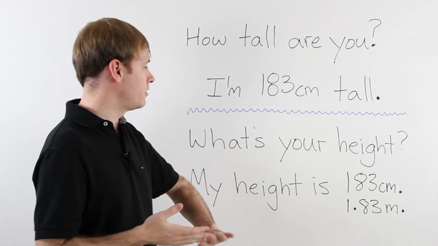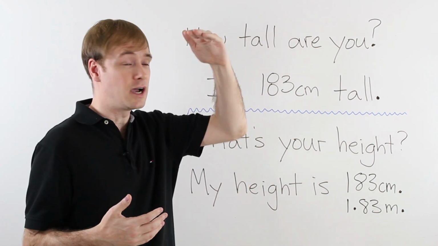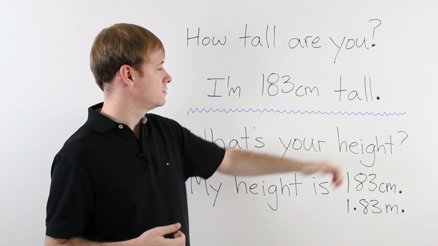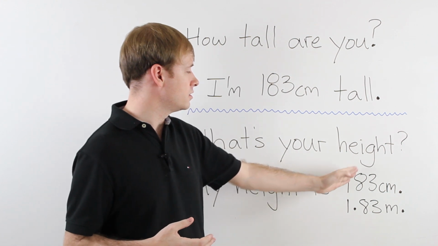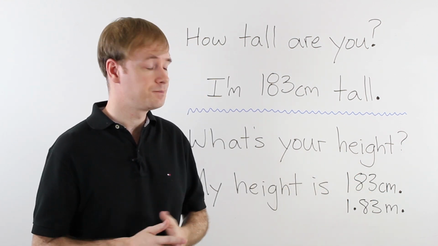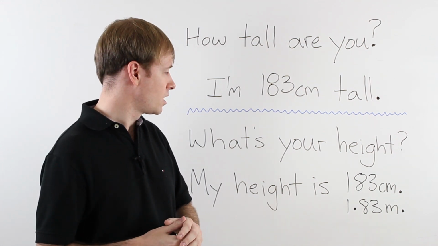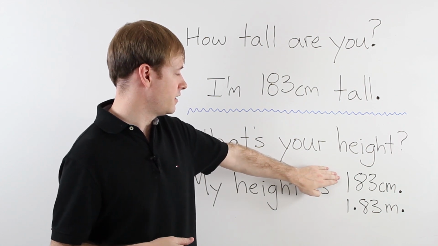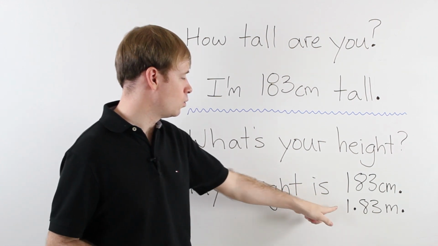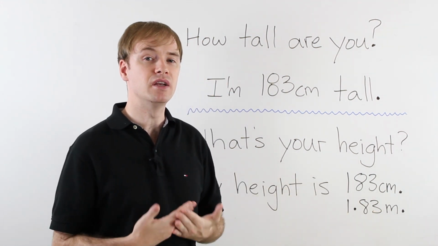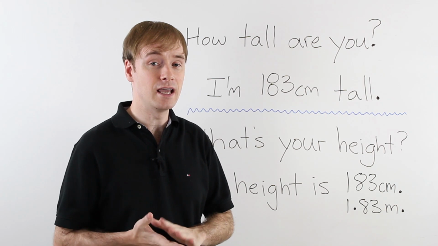You understand? All right, let's look at the next question. Both questions are asking the same thing about height. What's your height? Well, my height is, again, 183 centimeters. Remember the S? So that's one way to express it. But I also have an example using meters. My height is 1.83 meters. So if you're using centimeters or meters, both of them need the S.